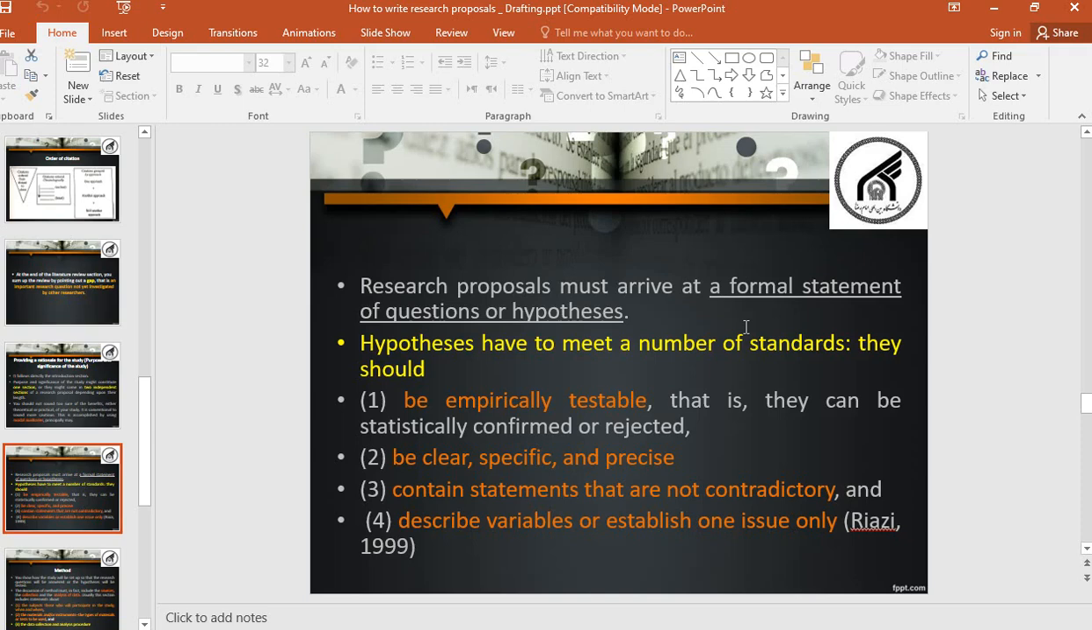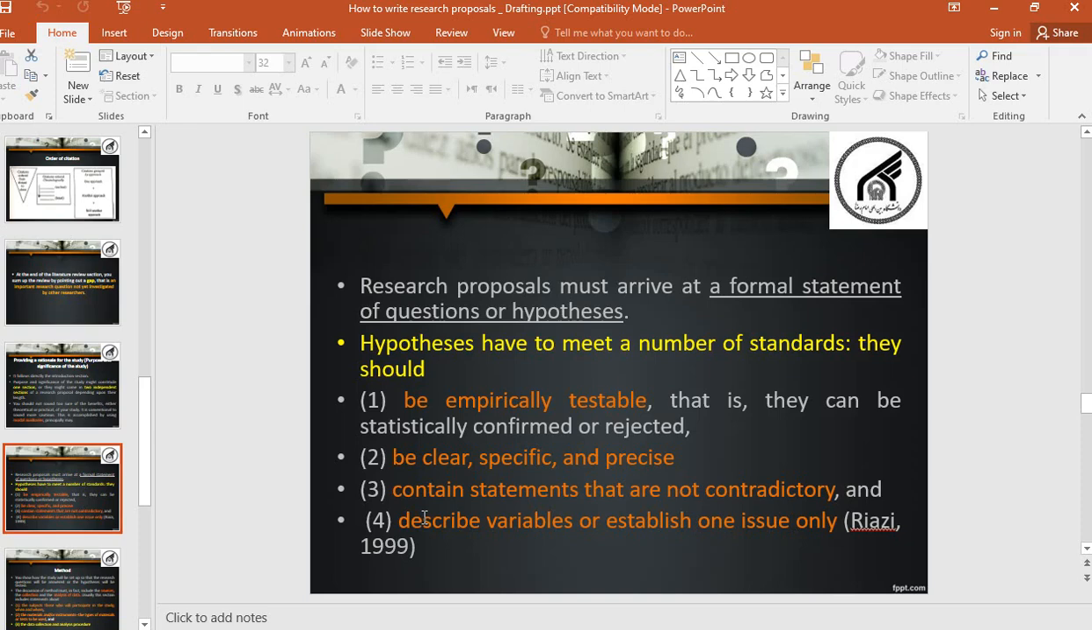So hypotheses have to meet a number of standards. They should be empirically testable, right? That is, as I told you, we normally include the hypotheses in empirical studies. That is, they can be statistically confirmed or rejected. Therefore, in a form of study which is qualitative and there is no empirical study or statistical analysis, there is no need to insert a hypothesis as well. So the hypothesis should be clear, specific, and precise.